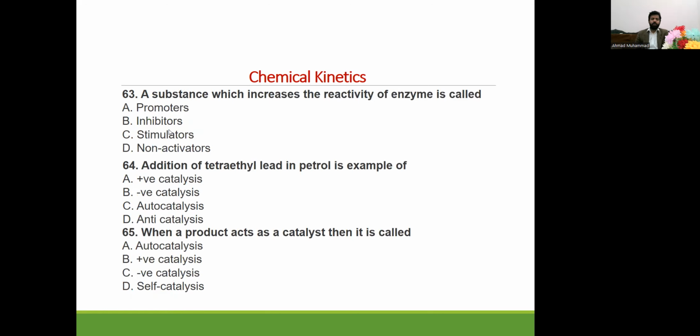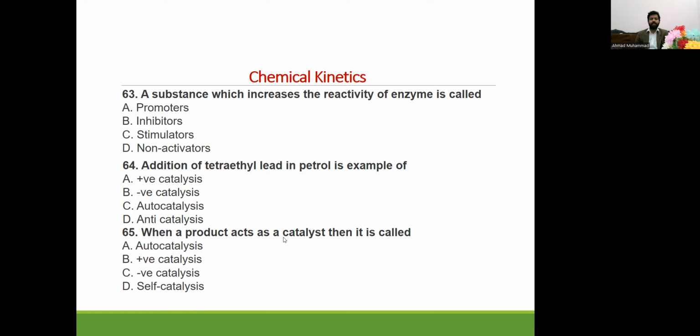So if we talk about question number 63, a substance which increases the reactivity of enzyme is called promoter, inhibitor, simulator, and non-reactor. So the right option from these options is A, promoter. Addition of tetraethyl lead in petrol is an example of positive catalysis, negative catalysis, autocatalysis, and anti-catalysis. So the right option is B, negative catalysis. Addition of tetraethyl lead into petrol is negative catalysis.